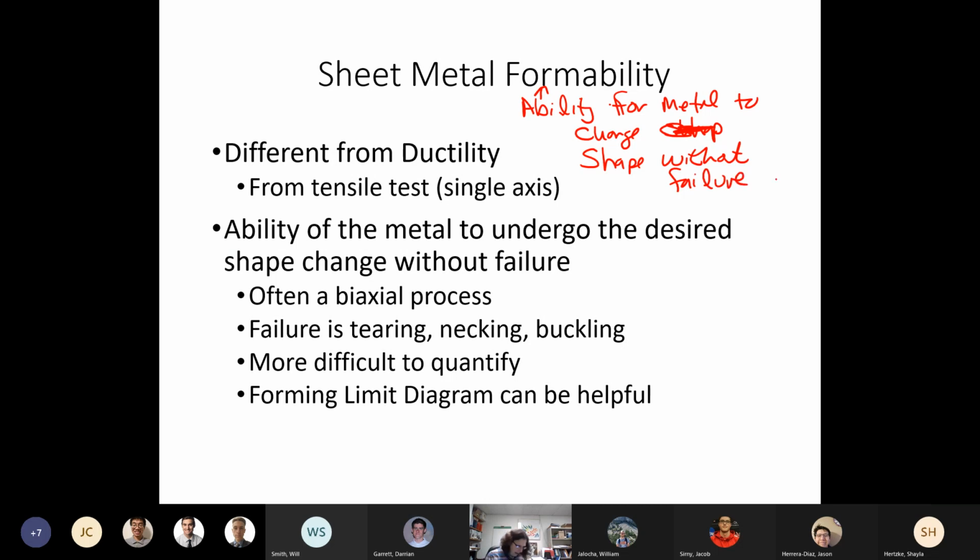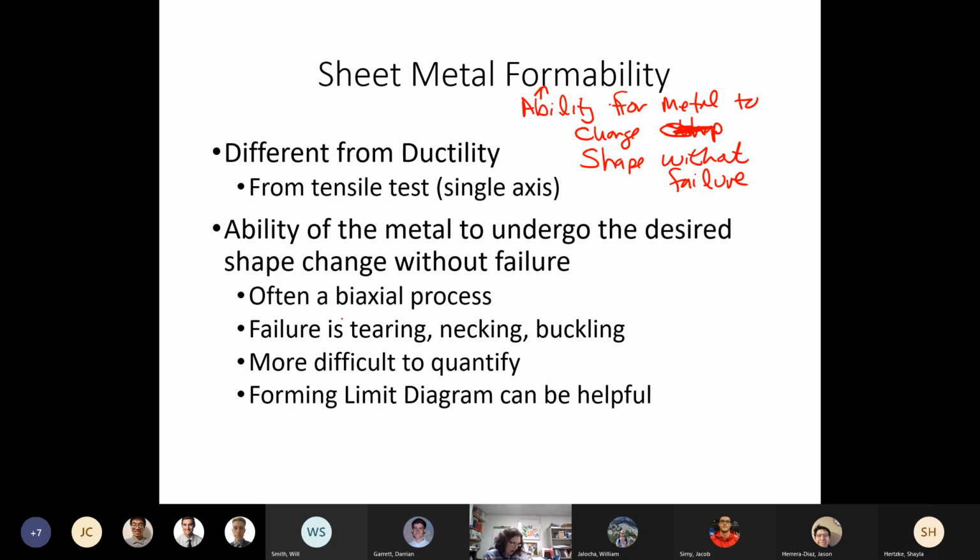Now, I should actually read my slides, because apparently I decided it was important enough to write it down. So again, it's the ability of the metal to undergo the desired shape change.